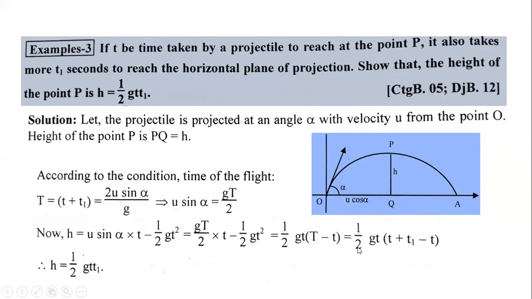From this, T minus t, the remaining term is t1. Finally we get h equals half g t t1.